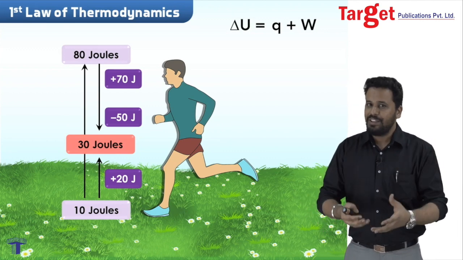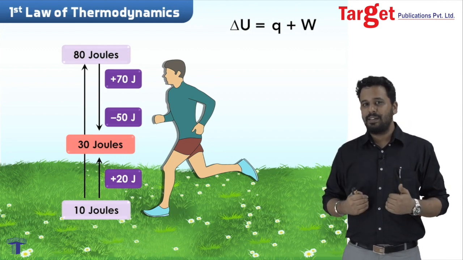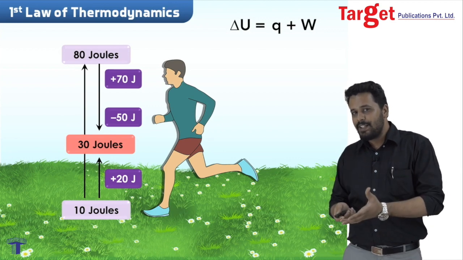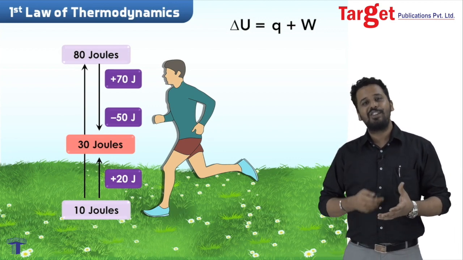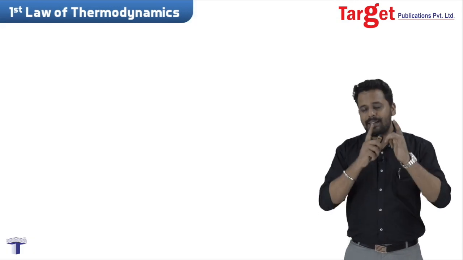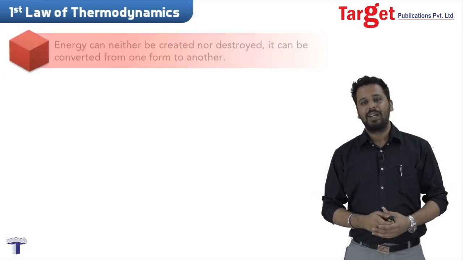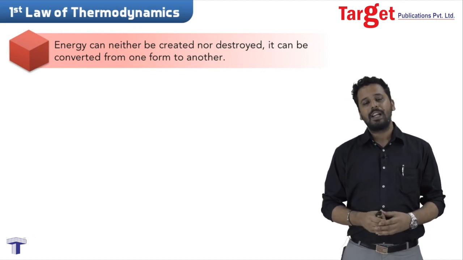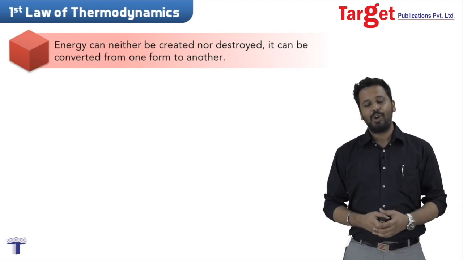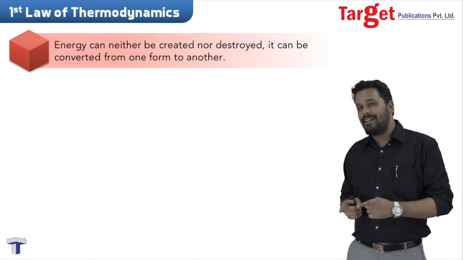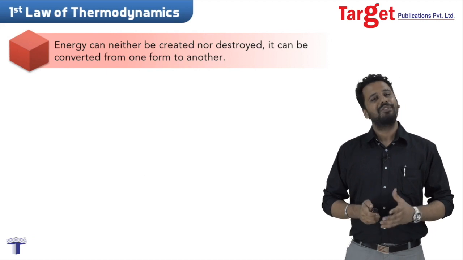Energy was just transferred from the food to the person and was converted into work. So energy cannot be created, it cannot be destroyed, it can just be converted from one form to another form, and that is the first law of thermodynamics. Energy can neither be created nor be destroyed, it can be converted from one form to the other form. So the first law of thermodynamics is technically the law of conservation of energy.